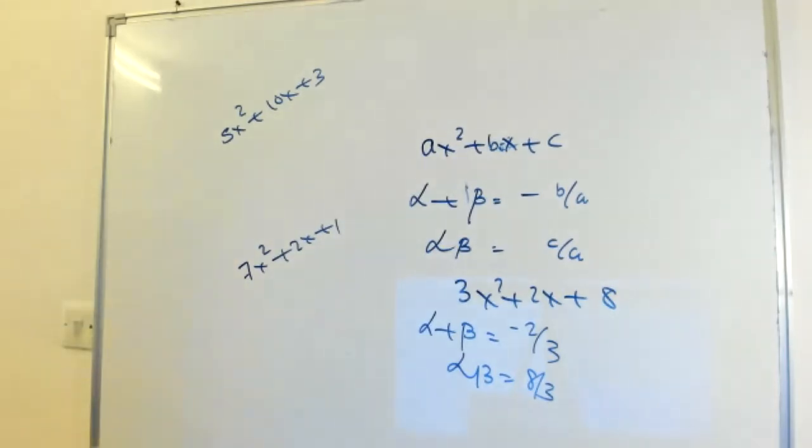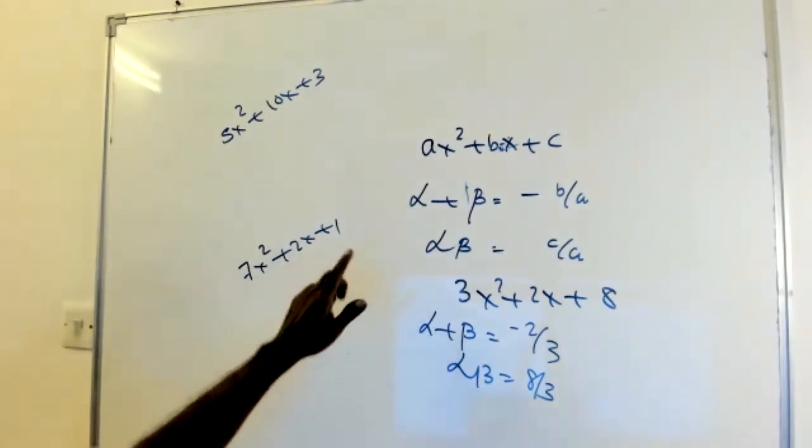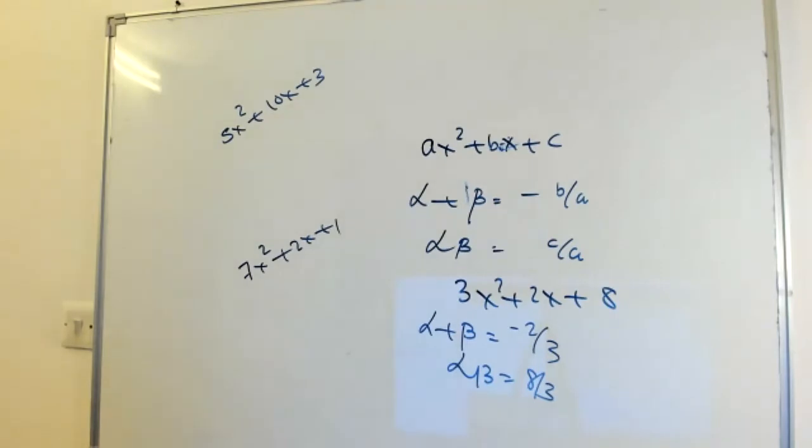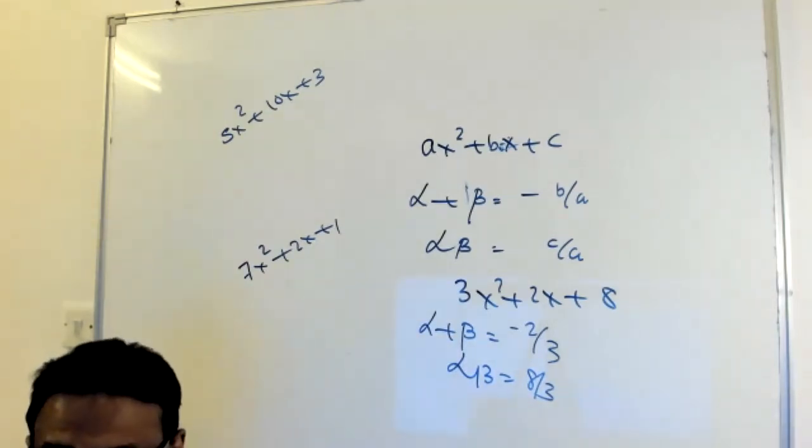Hanshiga, what is alpha plus beta for 7x squared plus 2x plus 1? Minus 2 by 7, and alpha beta is 1 by 7. Okay, good.